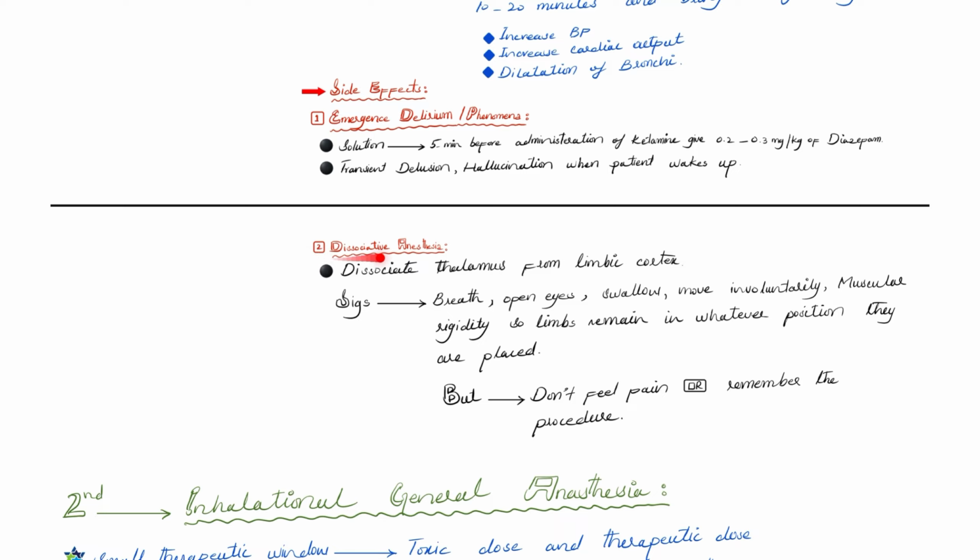Second important side effect of ketamine is dissociative anesthesia. Why dissociative anesthesia occurs? Because there is dissociation of thalamus from limbic cortex of the brain. So how you know it? What are the signs of the dissociative anesthesia? Patient breathe, open eyes, swallow, move involuntarily, and there is muscular rigidity, so limbs remain in whatever position they are placed. But good thing is patient doesn't feel pain and does not remember the procedure.